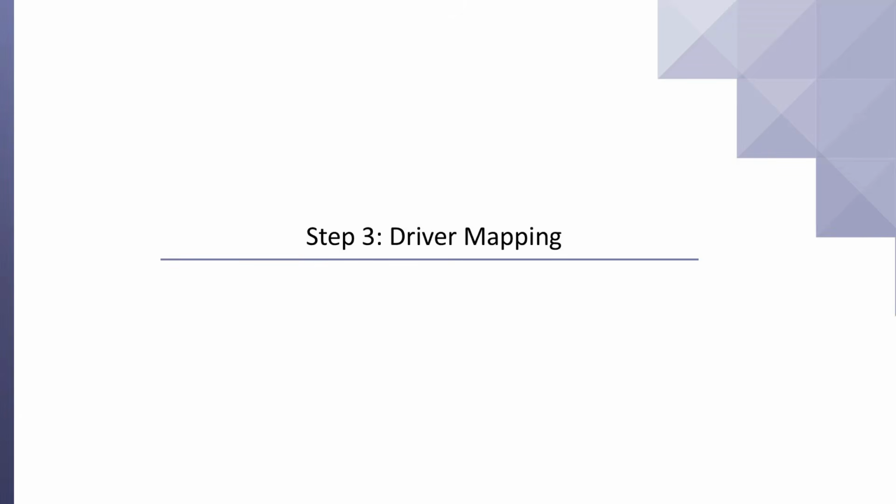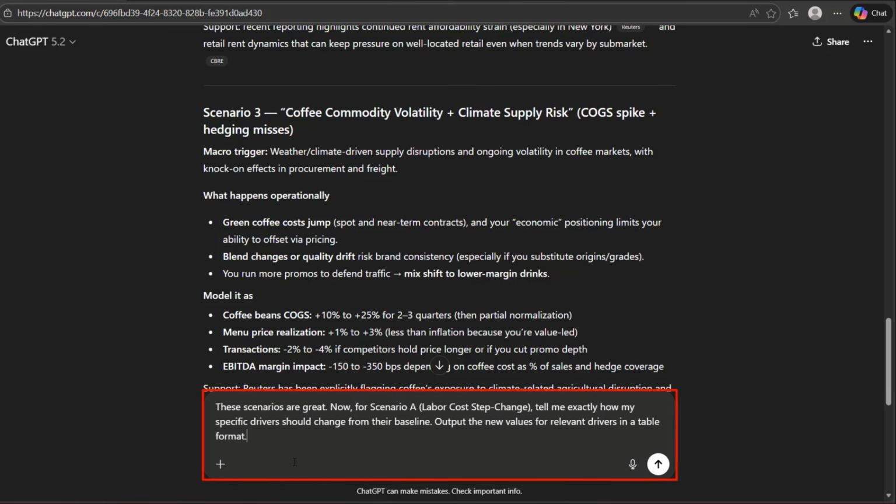Step 3, driver mapping. Qualitative to quantitative. This is the magic moment. We need to turn those stories into Excel inputs. In the new world, we force the reasoning engine to commit to a number. Respond to the AI. These scenarios are great. Now, for scenario A, labor cost step change, tell me exactly how my specific drivers should change from their baseline. Output the new values for relevant drivers in a table format.